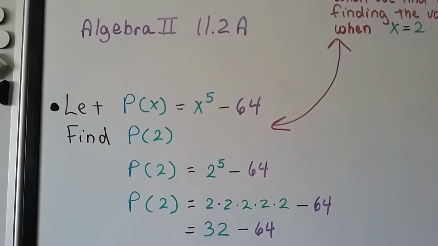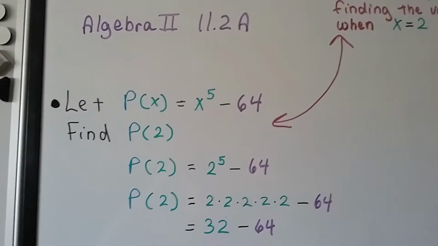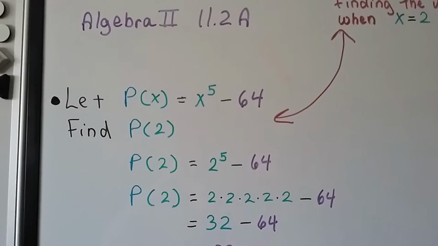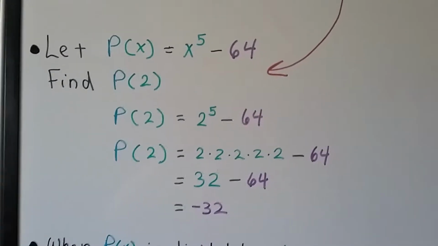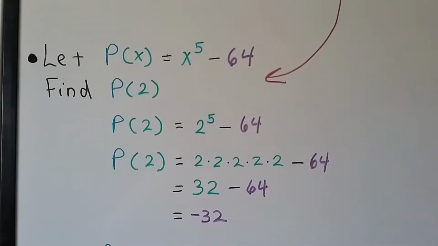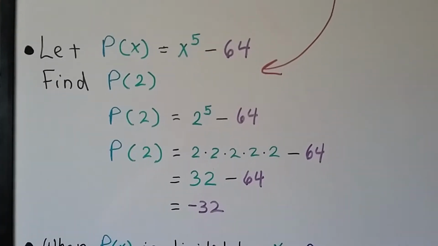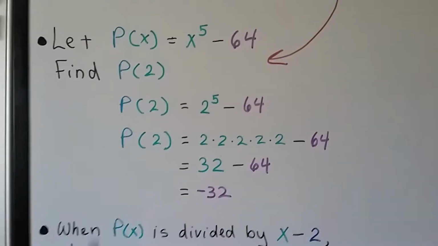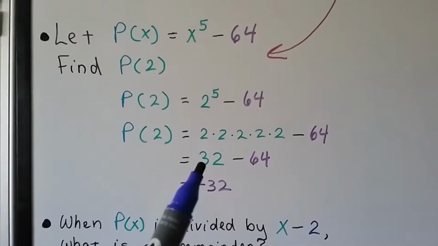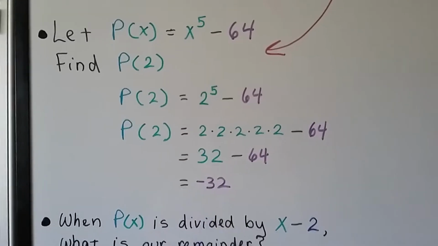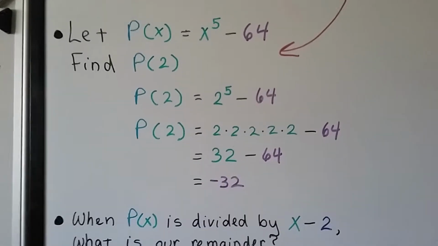So I'm going to show you a concept first. We're going to let P of x equal x to the fifth minus 64. I'm going to find P of 2. So that means P of 2 equals 2 to the fifth power minus 64. So we need to do 2 to the fifth power. That's going to give us a 32. Minus 64 is going to give us a negative 32.